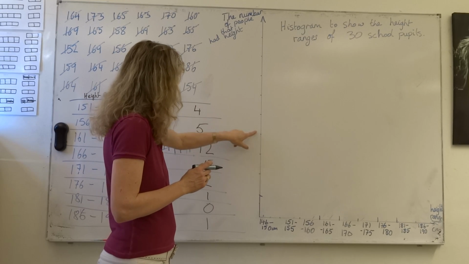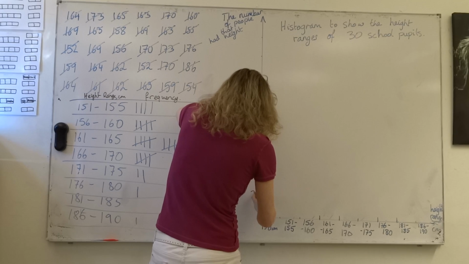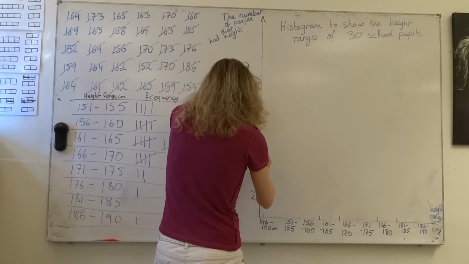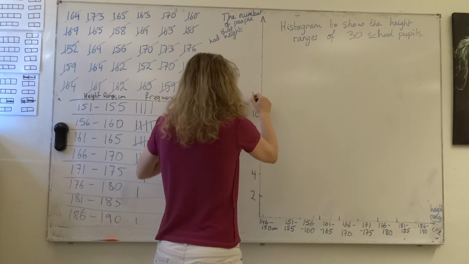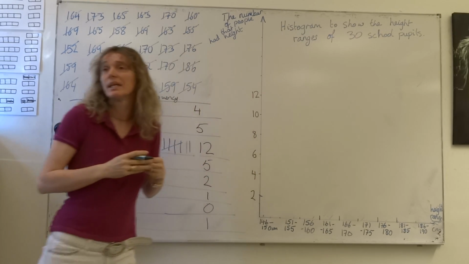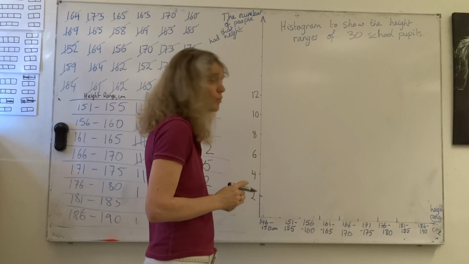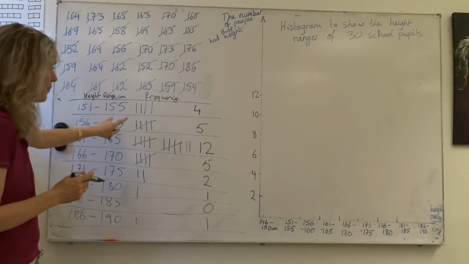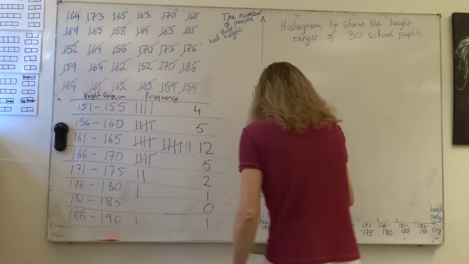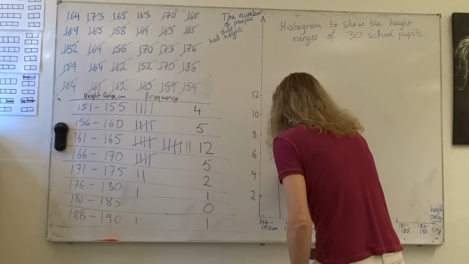So, we need a new scale for our frequency because our maximum number is 12. 2, 4, 6, 8, 10, 12, that looks fairly reasonable. So if we took 2 people for each of our scales here, that would give us a reasonable histogram. Okay? So in the smallest height range from 146 to 150 we had nobody. We had 4 people in the next height range, 151 to 155.